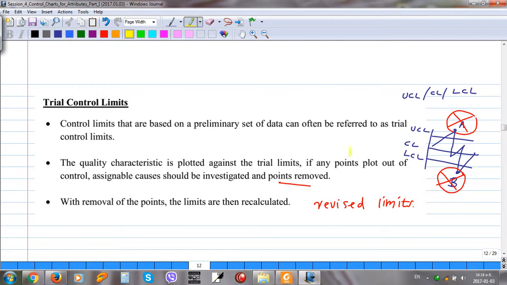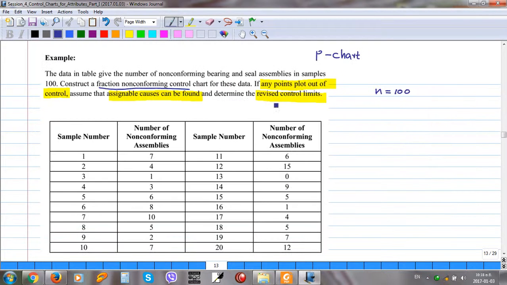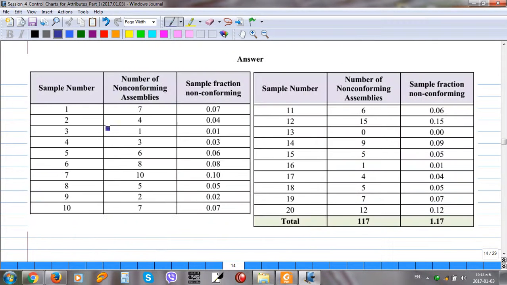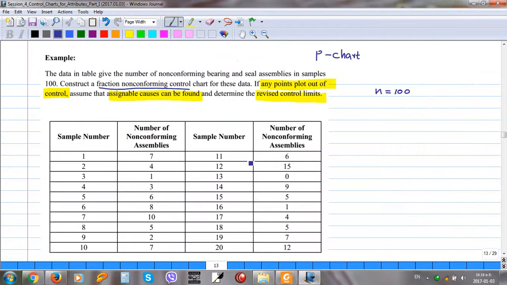So if assignable causes are there, if any point goes out of control, what you have to do is revise the control limits. Here also you have to do the same thing. Then we go to the solution. Here the sample number and the number of non-conforming assemblies are given.